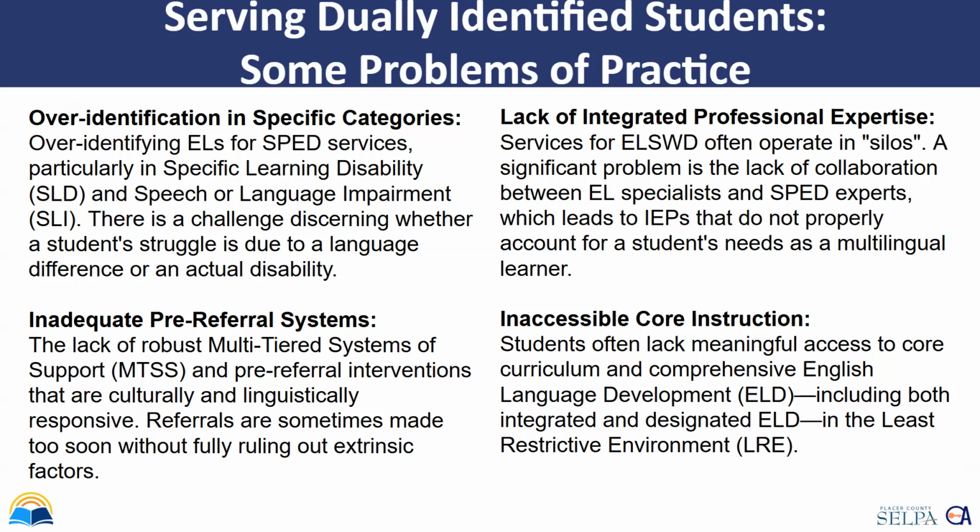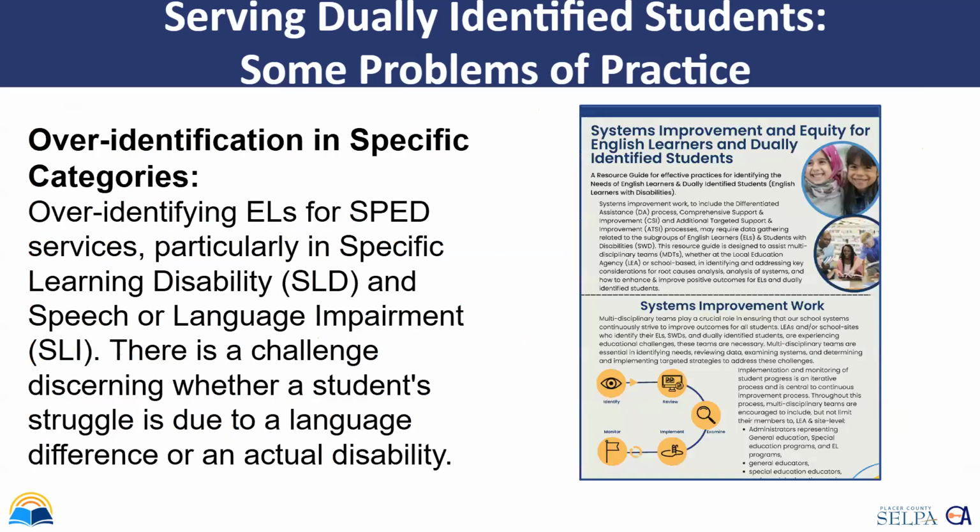But to address that, we are going to take a look at some resources, some tools that we've developed to support our teams. So when we're looking at over-identification in specific categories, it's typically because we're not having these cohesive system-wide conversations that are centered around a truly multidisciplinary team. So looking at a resource such as this one-pager, not a one-pager, it's an infographic that puts together a systems improvement lens for equity for English learners and dually identified students, it really breaks down the steps or the process in the system that we could be looking at as an MDT.